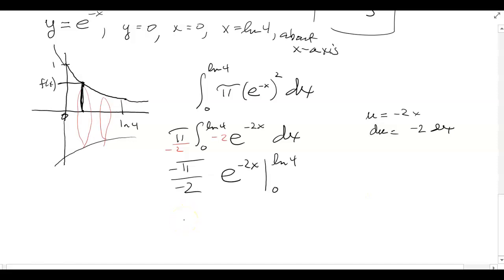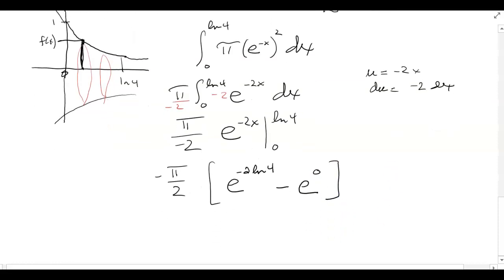All right, so negative, I don't know why I have 2 negatives on that one. Should only have 1 negative. Negative pi over 2. So I have e to the negative 2 ln 4 minus e to the 0. All right, well, you can use your calculator, of course, but you really don't need to for this problem.